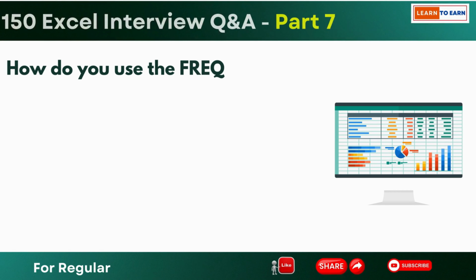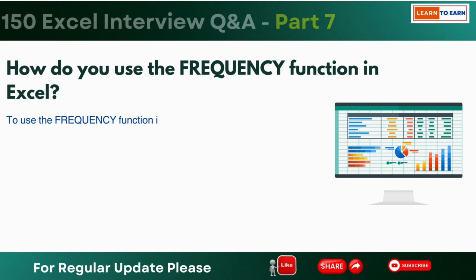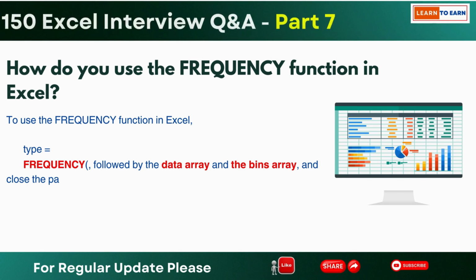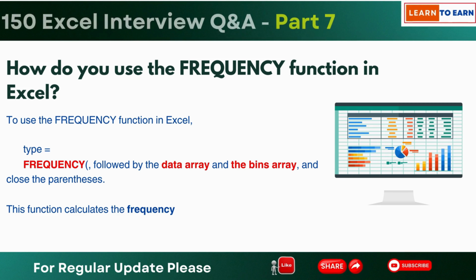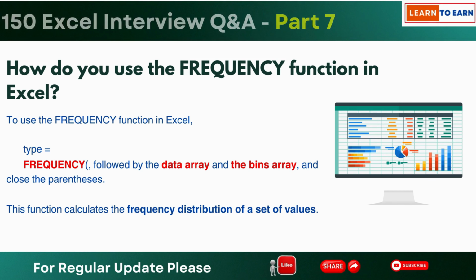How do you use the frequency function in Excel? To use the frequency function in Excel, type FREQUENCY, followed by the data array and the bins array, and close the parentheses. This function calculates the frequency distribution of a set of values.